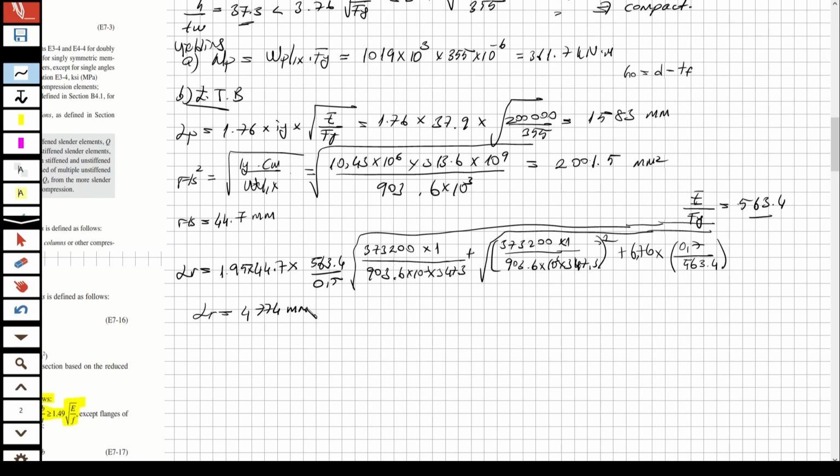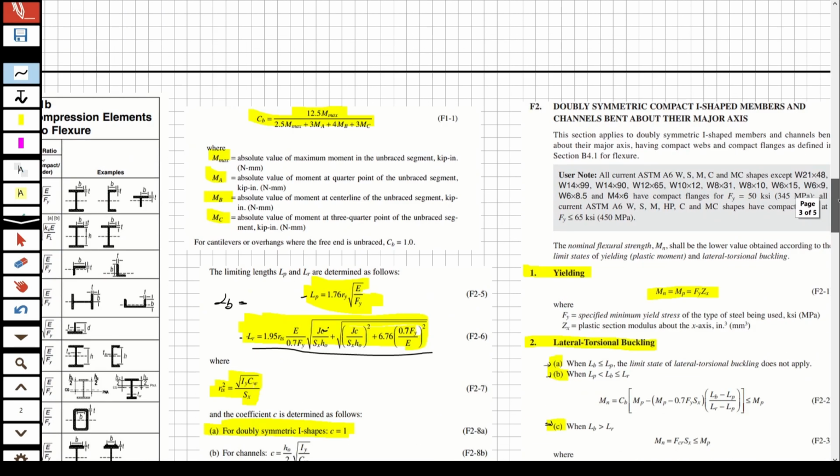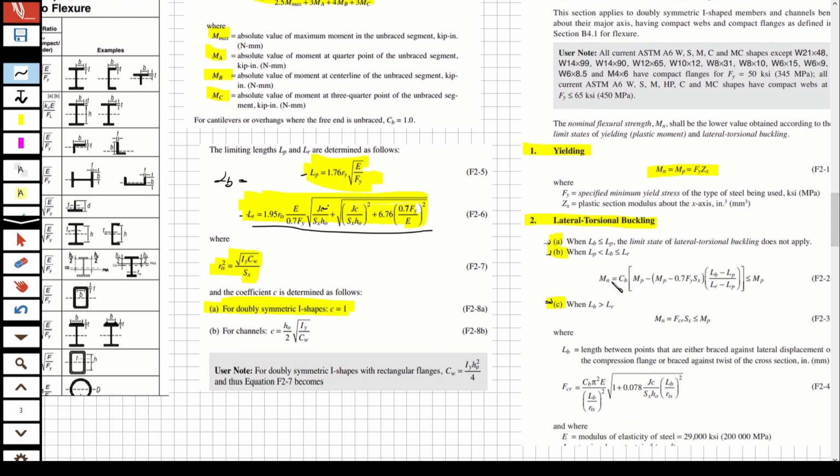4,774 millimeter. And if you remember that we calculated the Lp, it is equal to 1583 millimeter, and we have an Lb of 4,500 millimeter. So now let's make a comparison. Lp is smaller than Lb and smaller than Lr. So which formula of the moment is going to be used? We are going to use this one, Mn equal to Cb and Mp and so on.